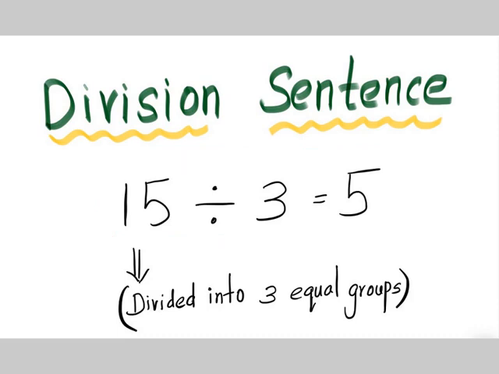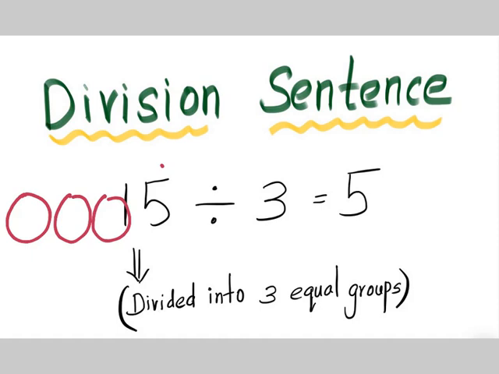How did we get 5 as an answer? So now let's see how we got 5. So the total here is 15. So 15 is the total. So what we have to do is, we have to divide the 15 into 3 equal groups. Let me draw the 3 equal groups. So this is group 1, this is group 2, and this is group 3.